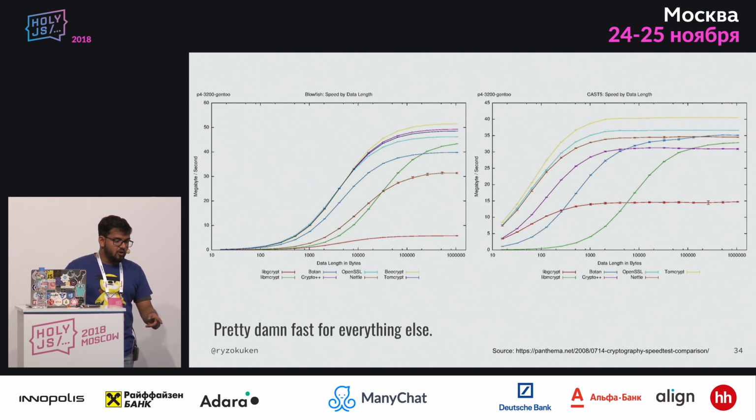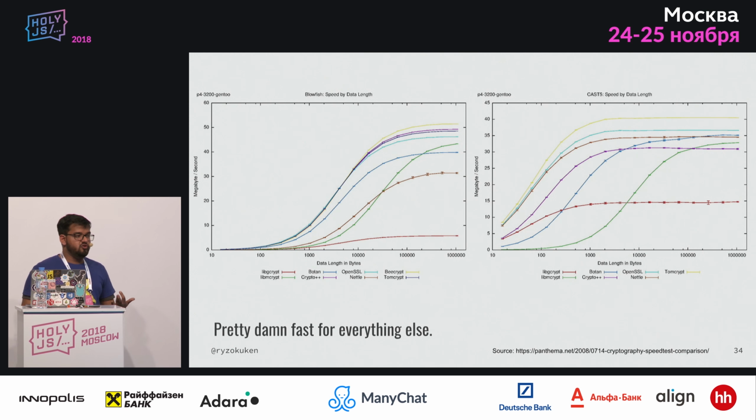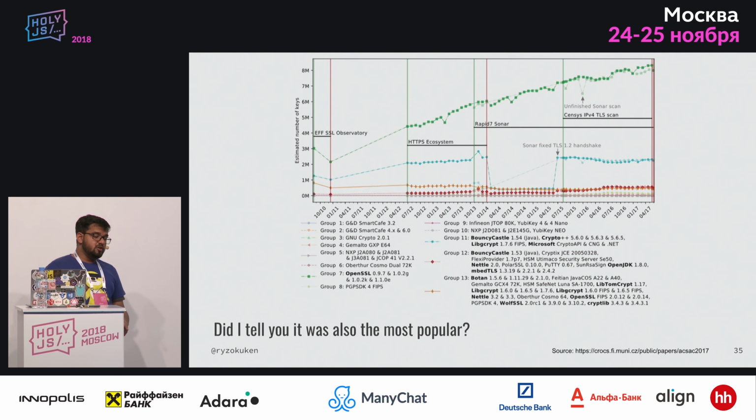So that's Blowfish and Castpipe. It's probably among the top 2, top 3. And it's also the most popular. So it's the green curve you see. Its popularity is always rising.